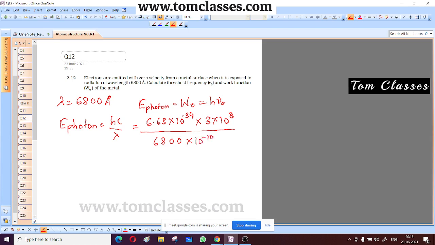Okay, so this is the energy of the photon. How much is this? Can you calculate and help me out with this? What is the value? And then I will verify with the help of a calculator.